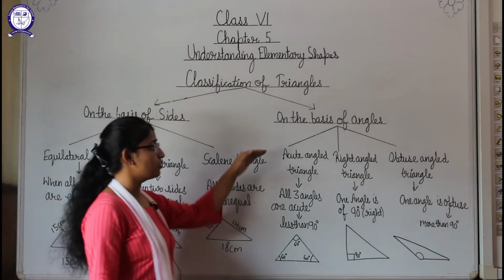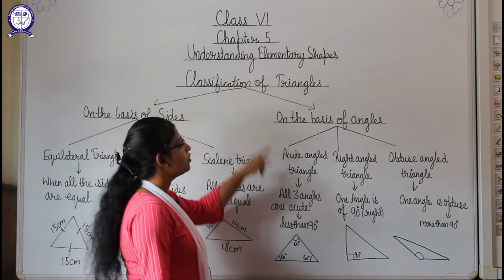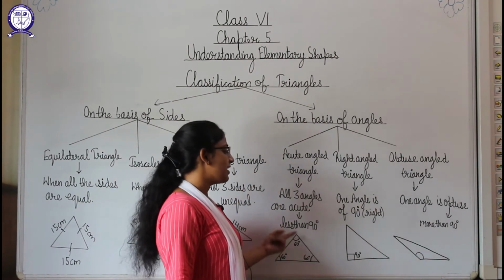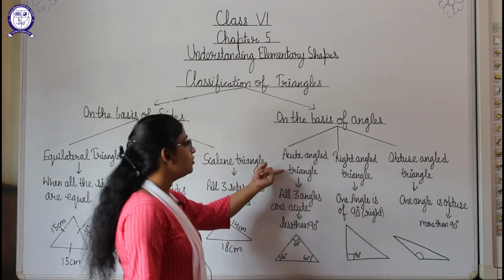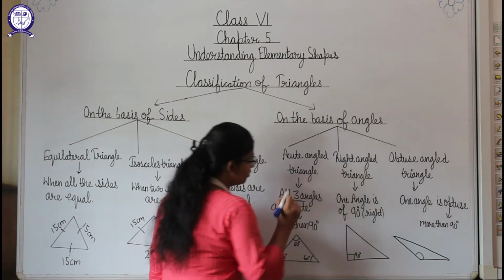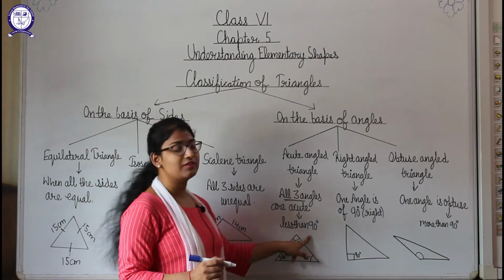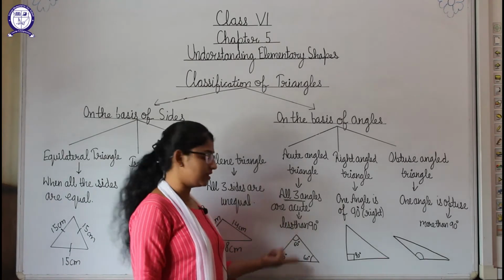Now we will study about the triangles on the basis of angles. So first one is acute angled triangle. You know students about the acute angle. Acute angle means less than 90 degree. Okay, so acute angle triangle is that triangle when all the 3 angles are acute, means when all the 3 angles are less than 90 degree.